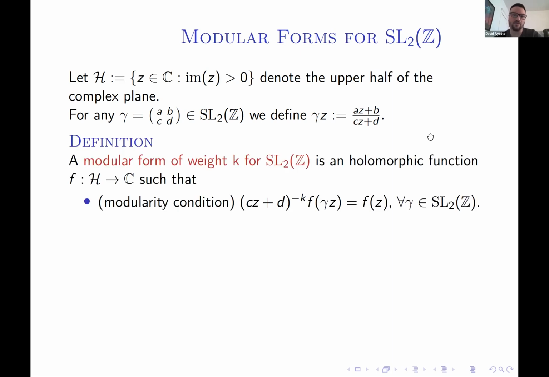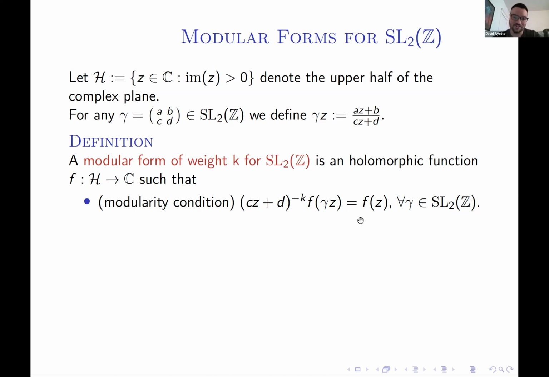Definition: a modular form of weight k for SL2Z is a holomorphic function f from H to C such that we have this invariance relation for every gamma in SL2Z. This is what we call the modularity condition. And notice that if we replace gamma by the matrix (1, 1, 0, 1), this relation becomes f(z+1) = f(z).